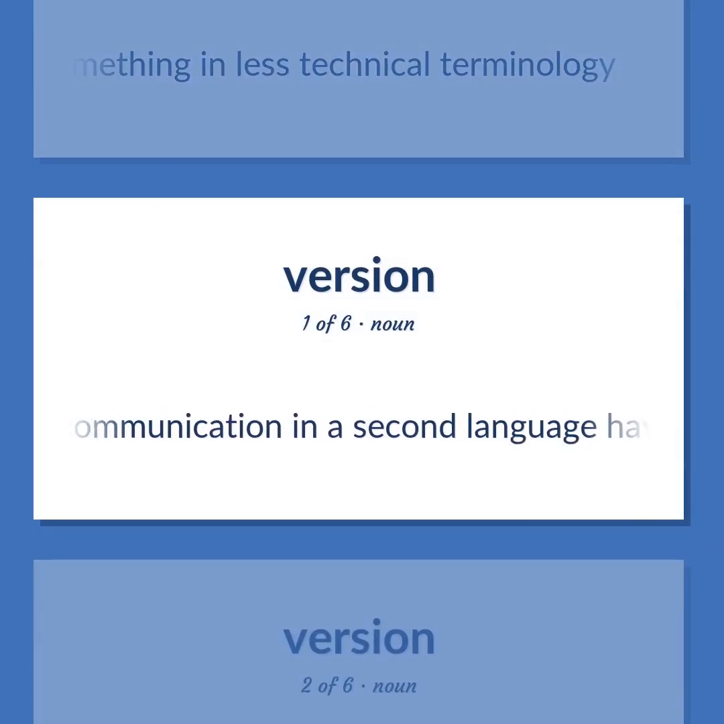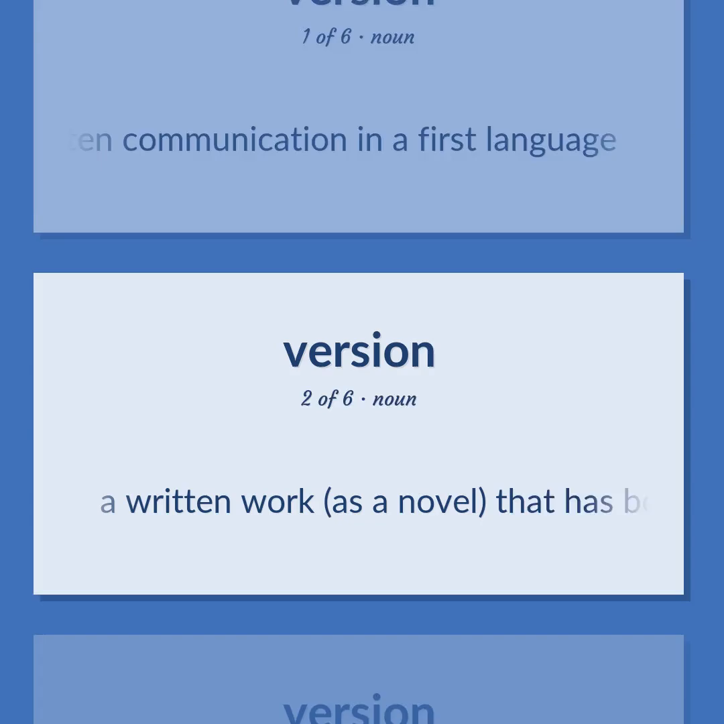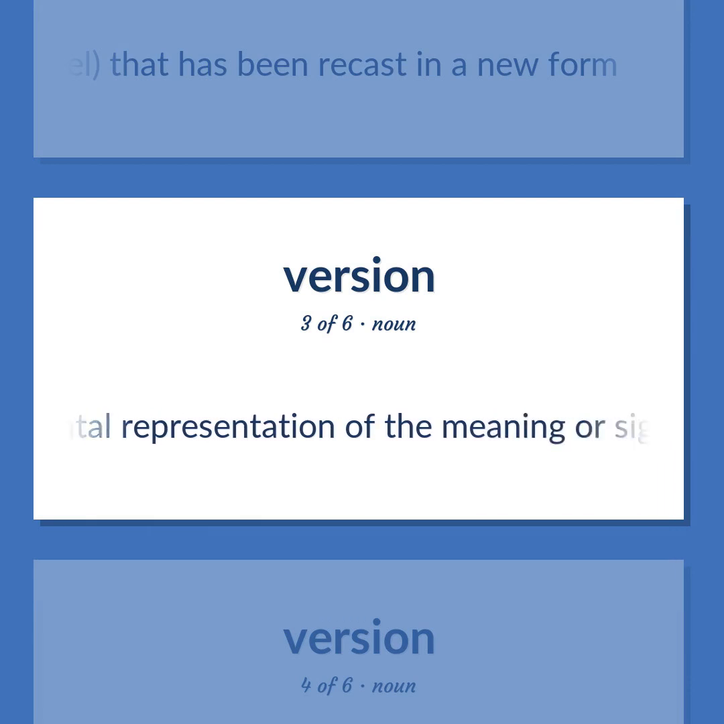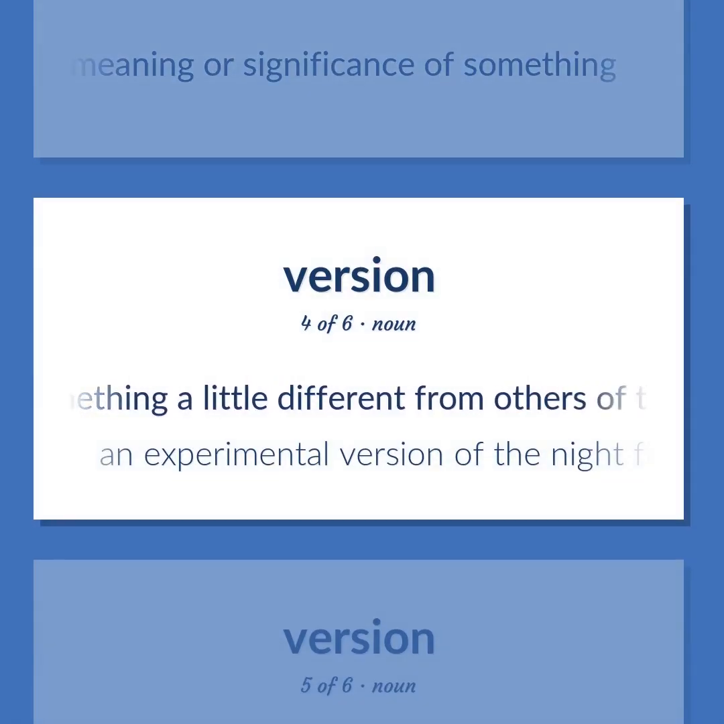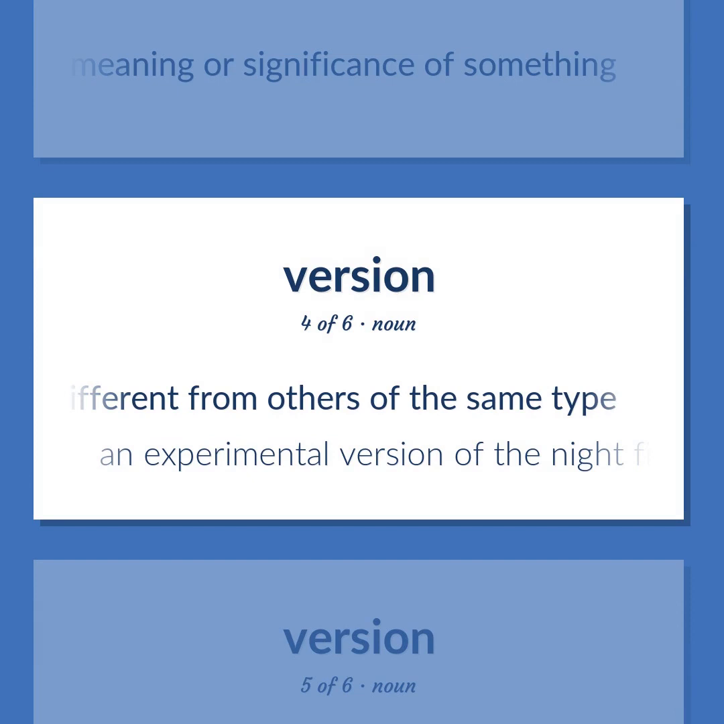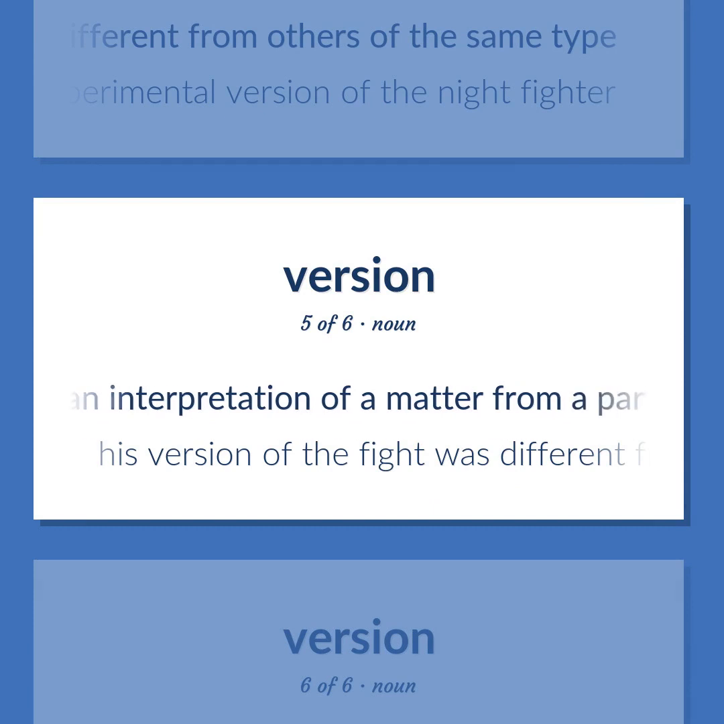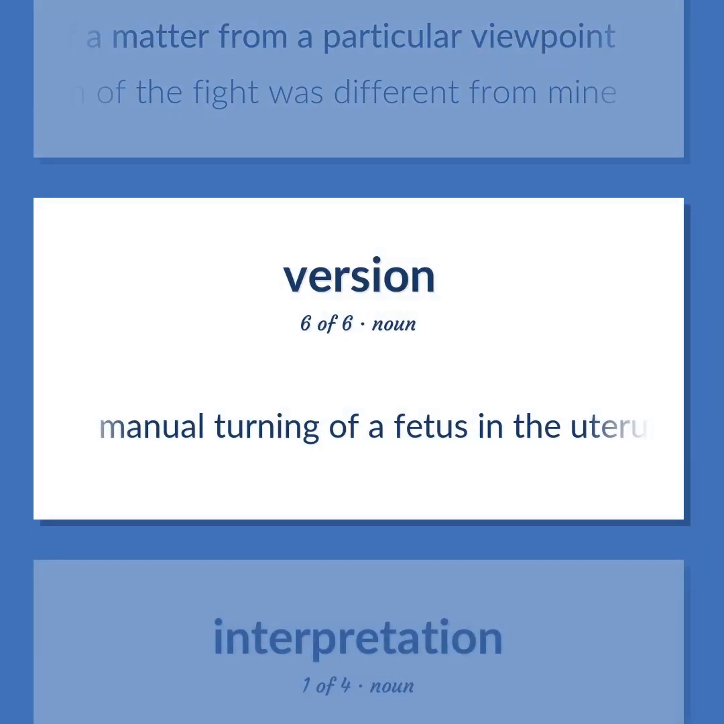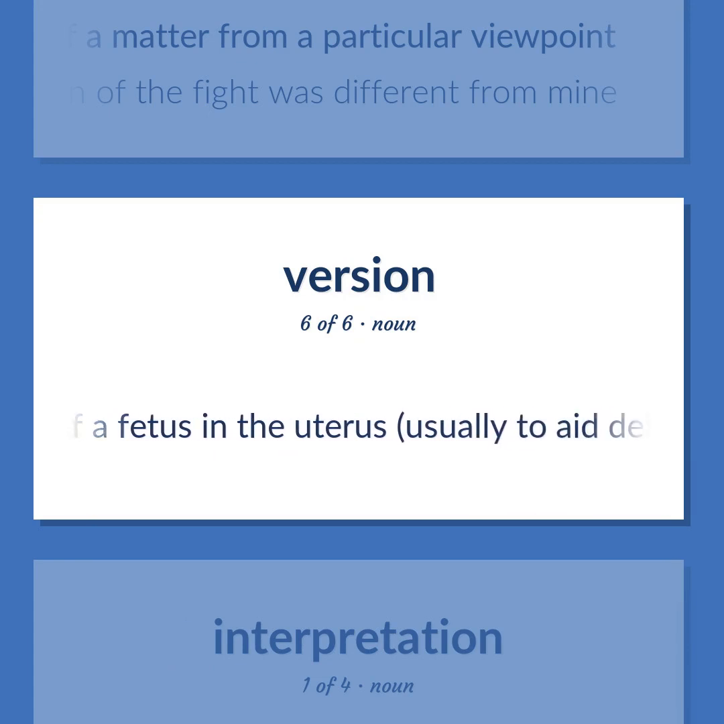A written communication in a second language having the same meaning as the written communication in a first language. A written work, as a novel, that has been recast in a new form. A mental representation of the meaning or significance of something. Something a little different from others of the same type. An experimental version of the Night Fighter. An interpretation of a matter from a particular viewpoint. His version of the fight was different from mine. Manual turning of a fetus in the uterus, usually to aid delivery.